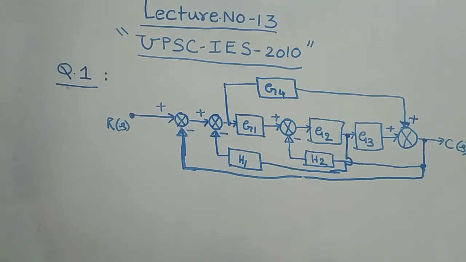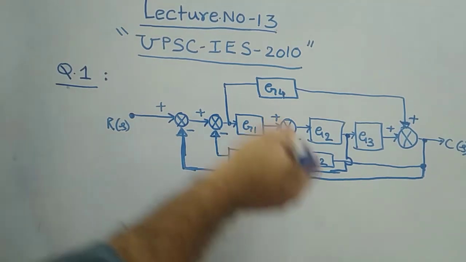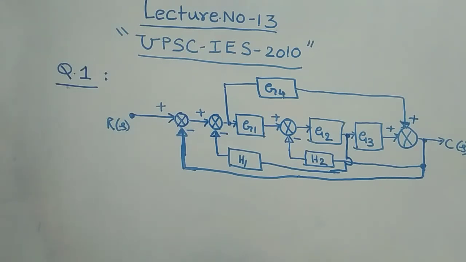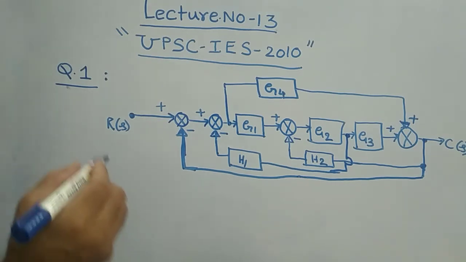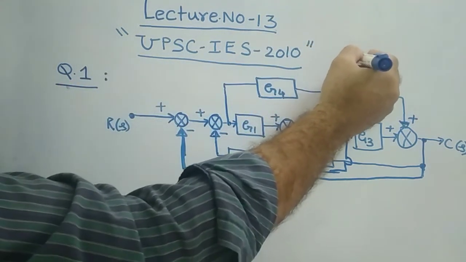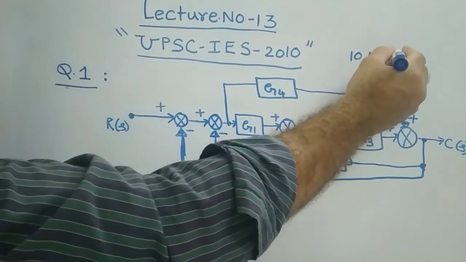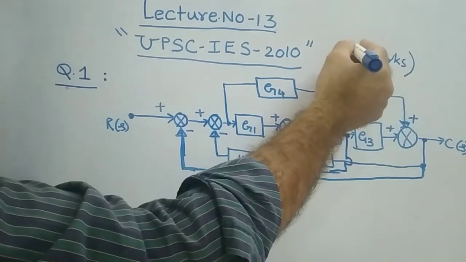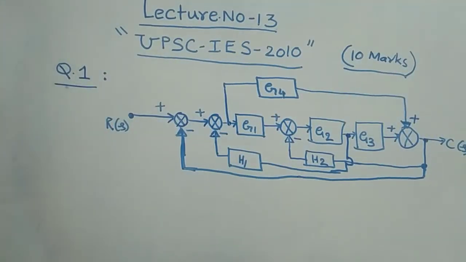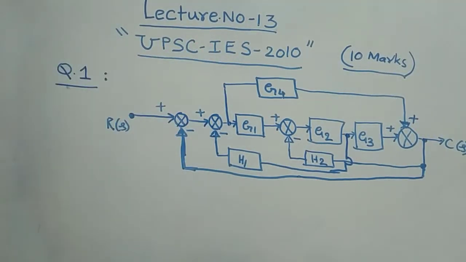Now the question is completed already. This is the question given. It is asked for 10 marks, because in the IAS examination there are descriptive type questions also, in which you are normally asked descriptive type.